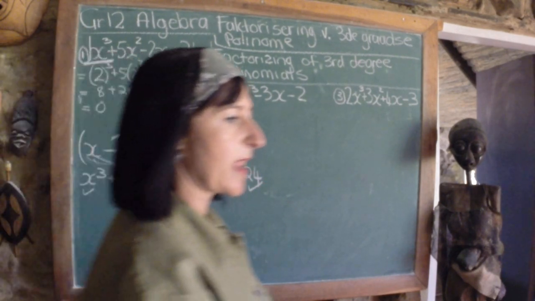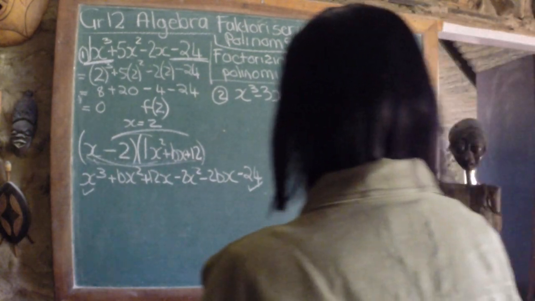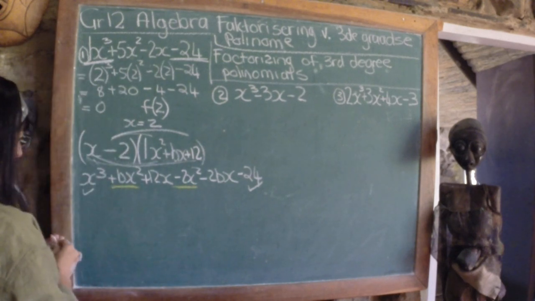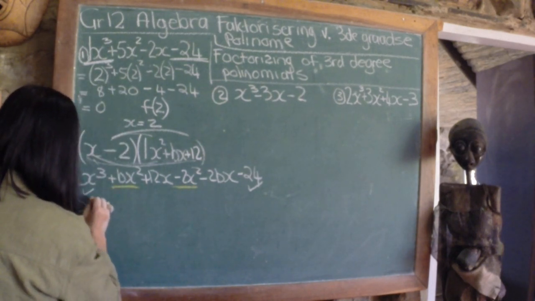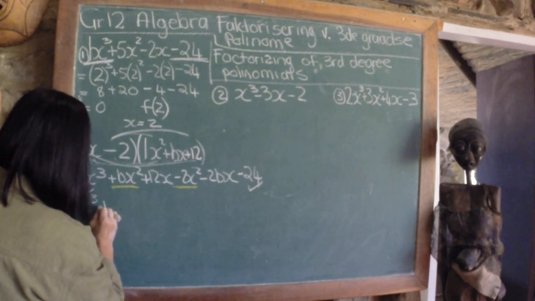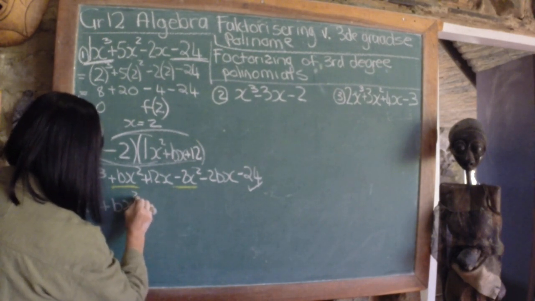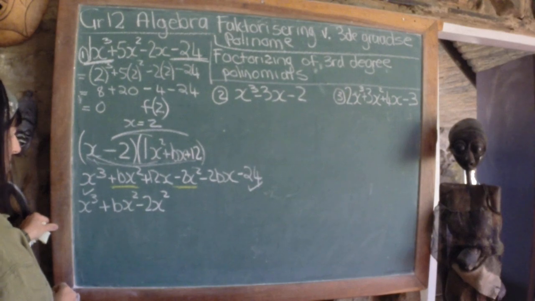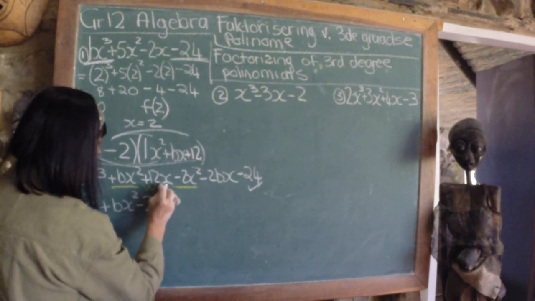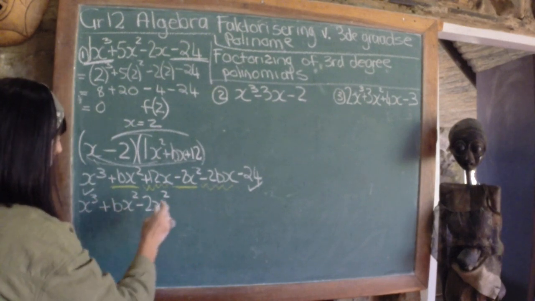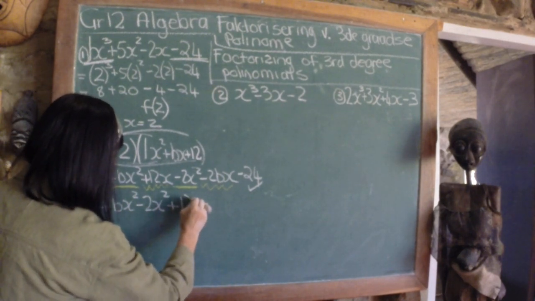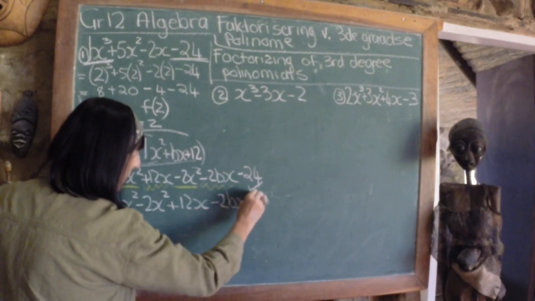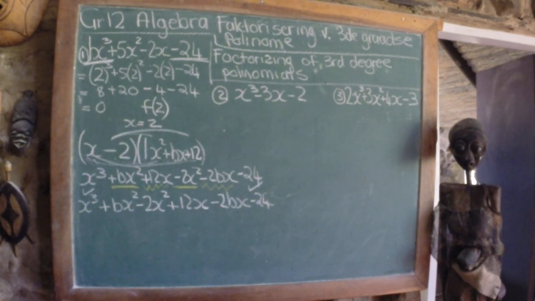Let's look at the x squares and we put them together. We've got an x square over there and an x square over there. So let's write the x squares next to each other: plus bx squared minus 2x squared. Okay, let's write the x's together. Got plus 12x minus 2bx minus 24. Nou het ek hulle gerangskik volgens volgorde.